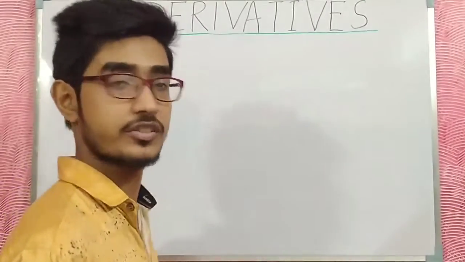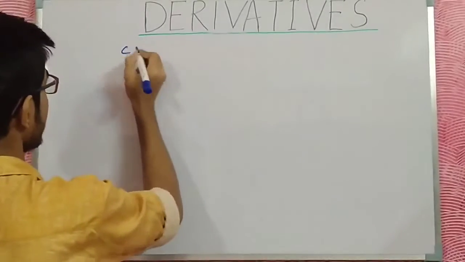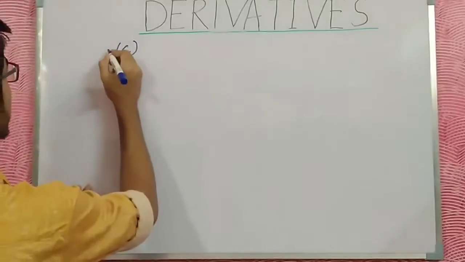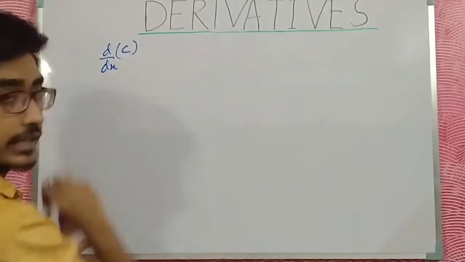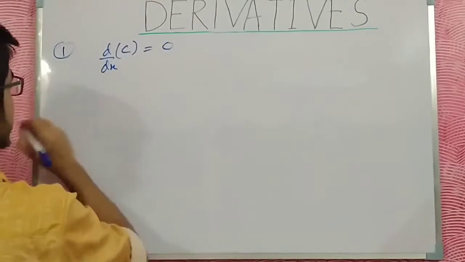Find the derivative of a constant. That is, let the constant be c. So how to find the derivative? For finding the derivative we have to add d/dx. The d/dx, the derivative of a constant function, is always 0. This is the first formula.